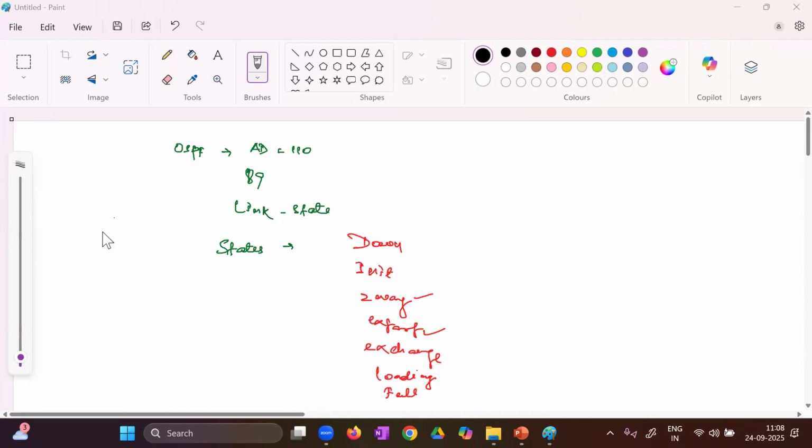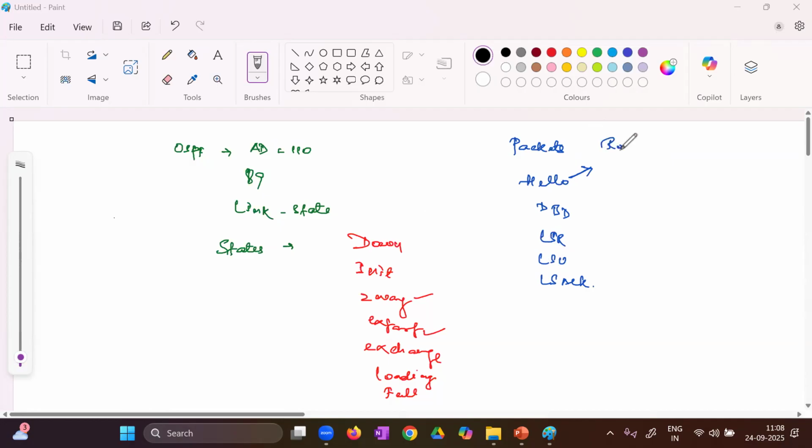Next, how many packets we have? 5. What are those packet types? Hello packet, DBD packet, then link state request, link state update, and link state acknowledge. Correct? Okay. Next.